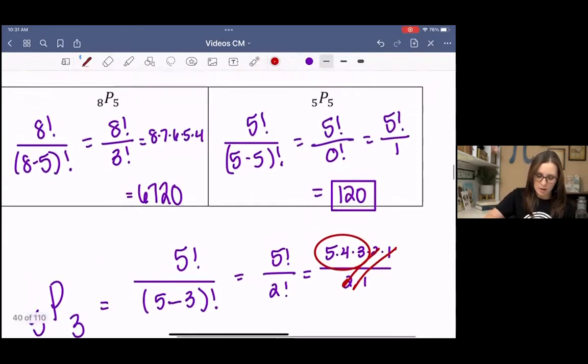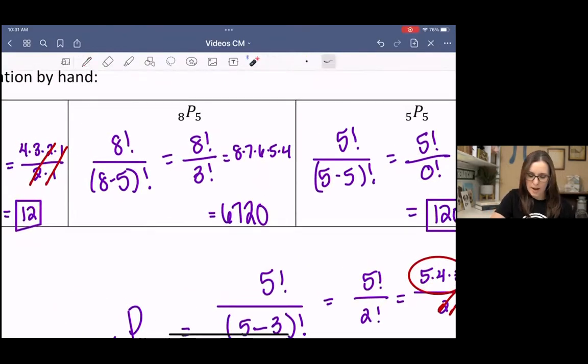And then this one, if we have 8 positions and we're choosing 5, then we are eliminating 3, and that's where that 3 comes from. And then those 3, 2, 1s in the numerator and the denominator end up dividing to 1 or simplifying to 1. And so that's why I only wrote 8, 7, 6, 5, 4 and you get 6,720.